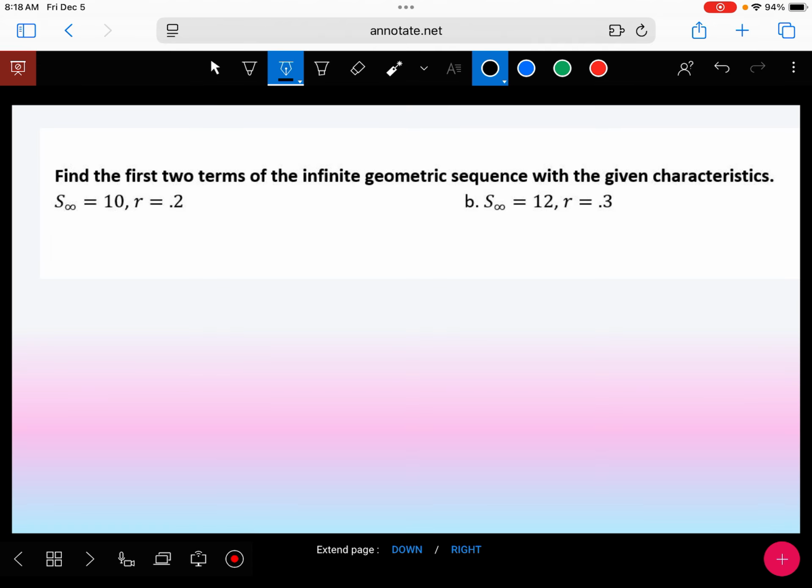Probably through most of it. So this is saying find the first 2 terms, and they told us it's an infinite geometric sequence. But they didn't tell us T1. So the first thing we have to do is find T1. We're going to do that using our formula.